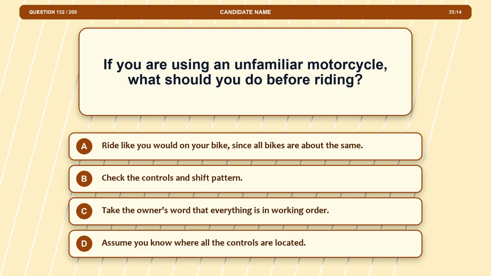Question 152. If you are using an unfamiliar motorcycle, what should you do before riding? Option A. Ride like you would on your bike, since all bikes are about the same. Option B. Check the controls and shift pattern. Option C. Take the owner's word that everything is in working order. Option D. Assume you know where all the controls are located.